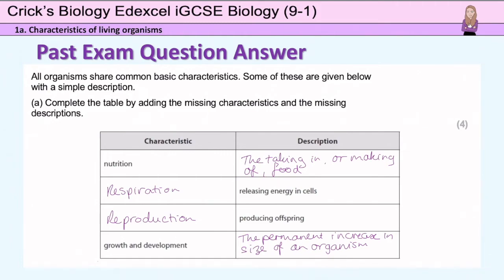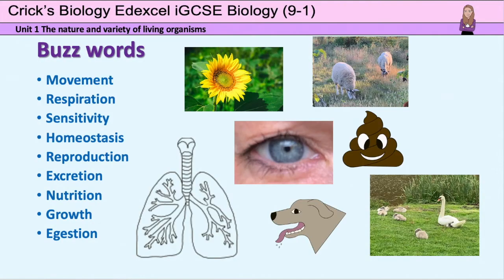It's got to be permanent because sometimes people get bigger because they might have put weight on, but then they might lose that weight again. And so that's not regarded as growth. All right. So those 4 answers will give you your 4 marks. Don't forget your buzzwords. You need to learn these for this part of the unit. Make sure you are happy to use them in your written answers as they are important to get the top marks.